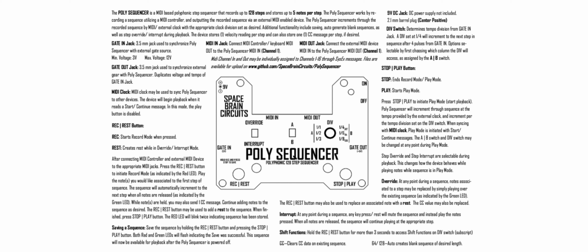The Poly Sequencer increments through the recorded sequence by MIDI external clock with the appropriate clock division set as desired. Additional functionality includes saving, auto-generate blank sequences, as well as step override interrupt during playback. The device stores 1 velocity reading per step and can also store 1 CC message per step if desired.